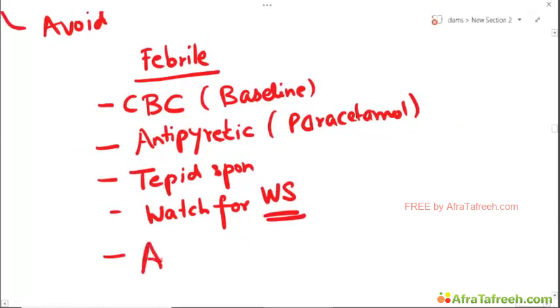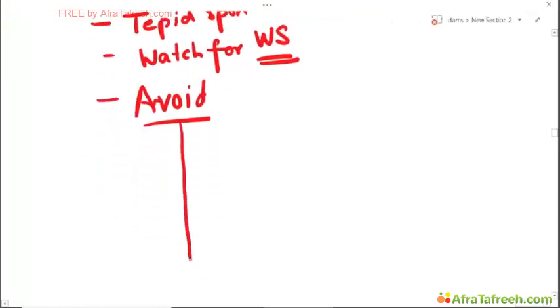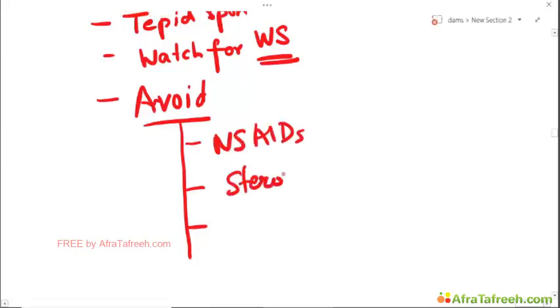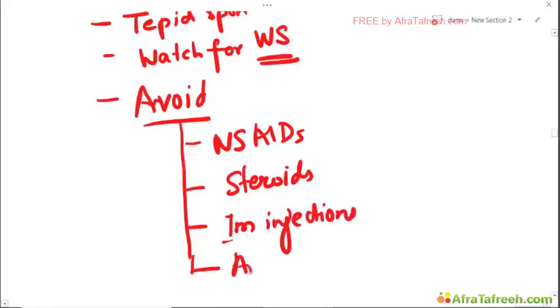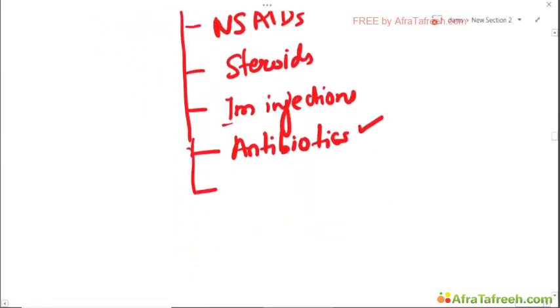I need to avoid a bunch of things. Let's see what we need to avoid. We need to avoid a couple of things: NSAIDs, steroids, IM injections, antibiotics. There is no role of antibiotics upfront within 3 days of illness. Okay, IM injections and prevent trauma.